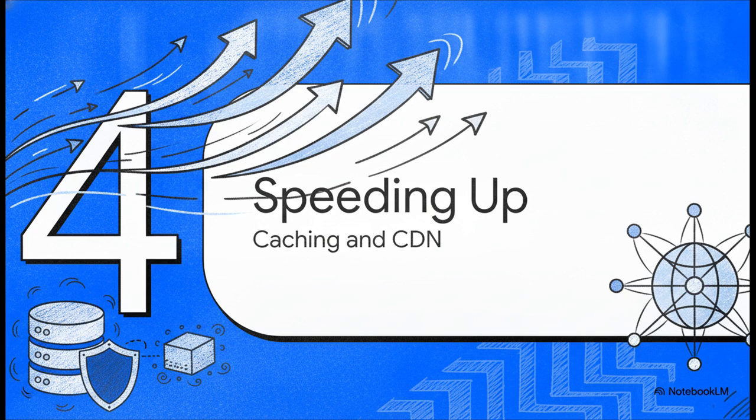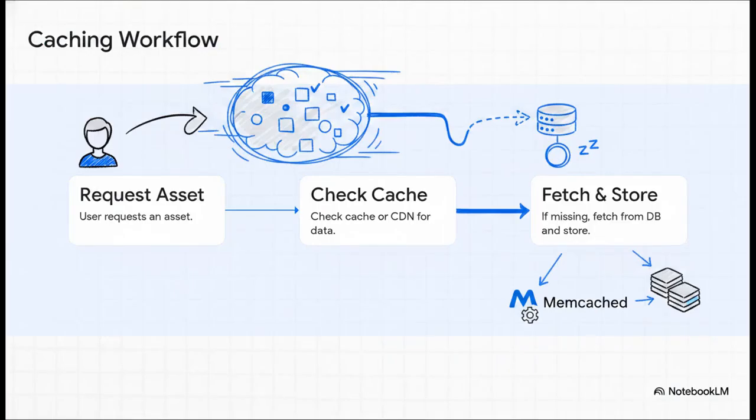So let's move to step 4, speeding up with caching. To take the load off our database, we bring in a read-through cache strategy. Here's how it works. When a server gets a request, it checks the cache first. Think of the cache as a lightning-fast temporary memory store. If the data's in there, awesome, it shoots it right back. If it's not, it quickly fetches it from the database, drops a copy in the cache for next time, and sends it to the user. Leveraging tools like Memcached means we can instantly grab popular data without even waking up the database. It's a total game changer.